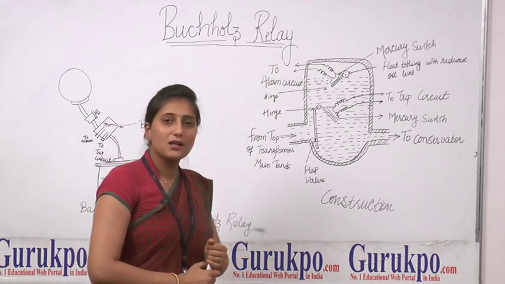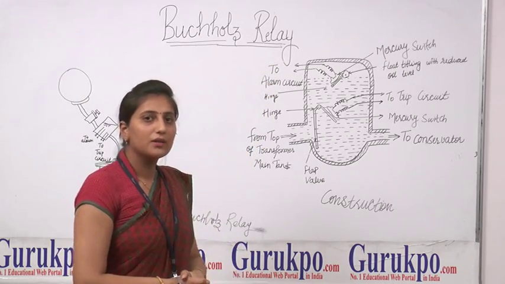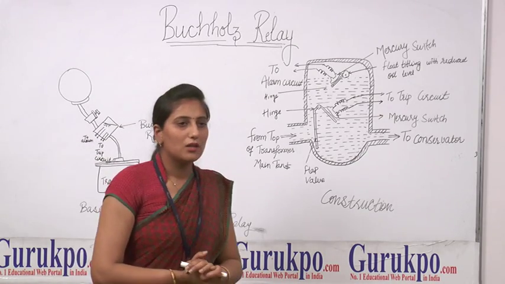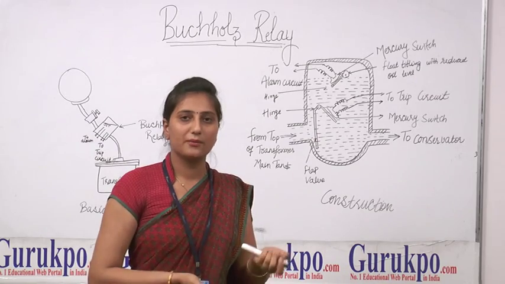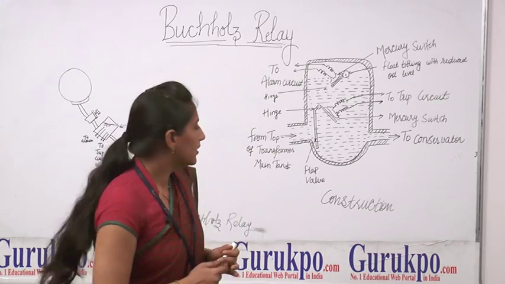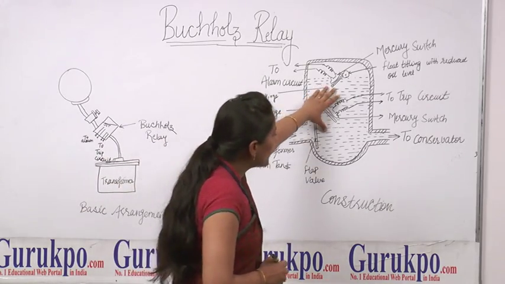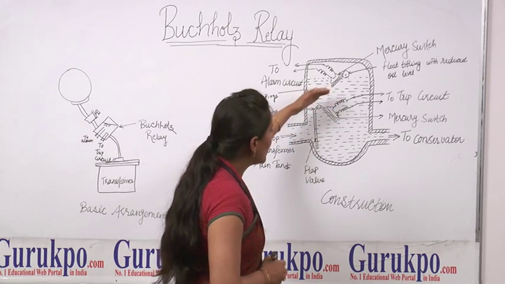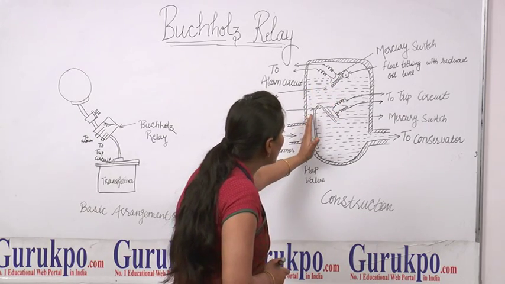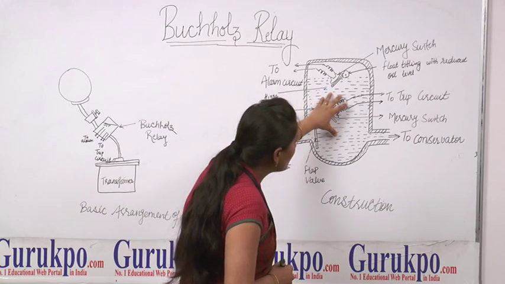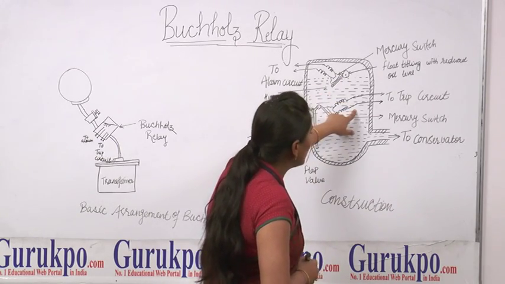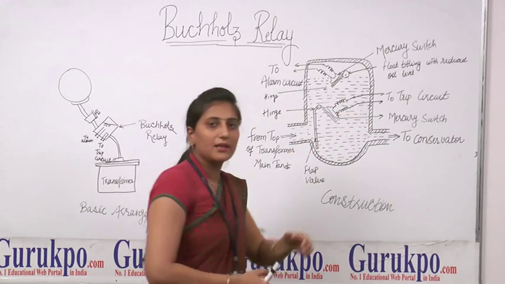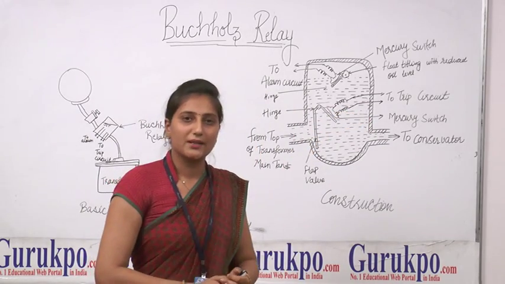Next, when there is a major fault in the transformer, the oil will decompose at a faster rate and more gases will be generated. The oil level will reduce faster, and due to this the flap valve will be deflected towards the mercury switch, and this energizes the trip coil, and this will trip the circuit, and thus we can protect the transformer.